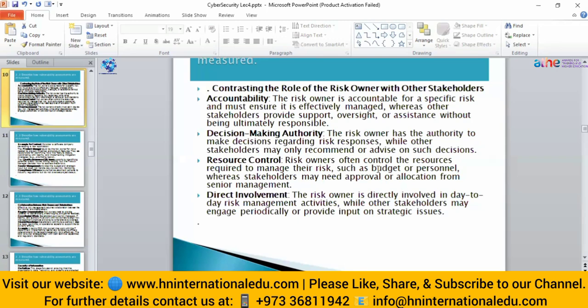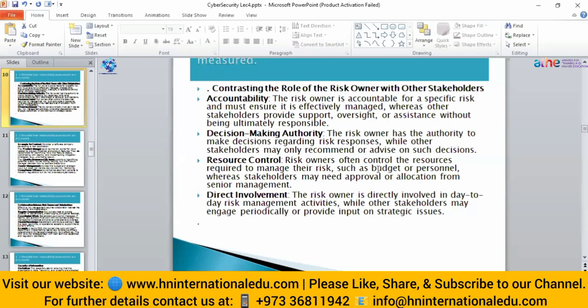Now, in contrast to the role of the risk owner, we have also other people, like on accountability. Means what are the duties of a risk owner. The first one is he should be accountable for that specific risk. Means he must ensure that it is effectively managed, whereas the other stakeholders will provide the support, assistance, and the decision-making authority.